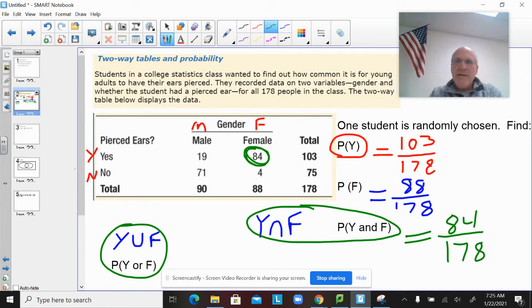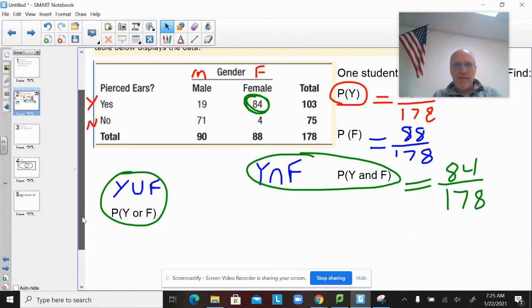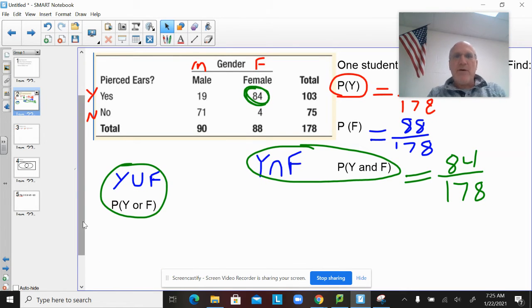Okay. Now let's talk about the probability of Y or F. It says if I pick one student randomly, what's the probability that I pick someone who's either had their ears pierced or is a female? Or it could be both, just either of those. So the important conclusion here, let me erase this circle. Okay. So let me remind you of yesterday.